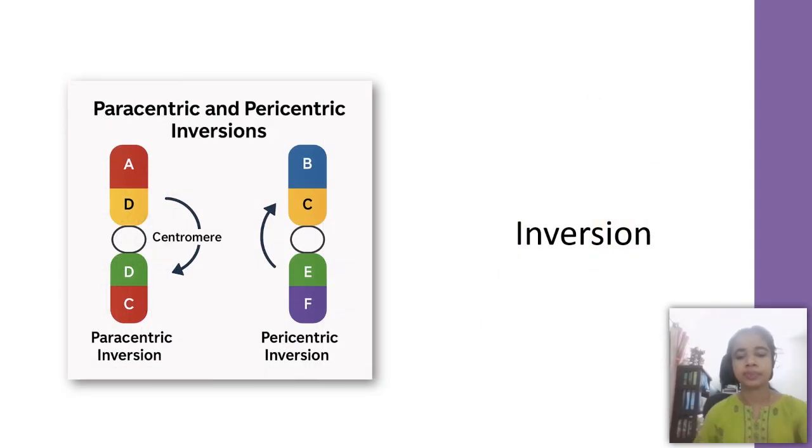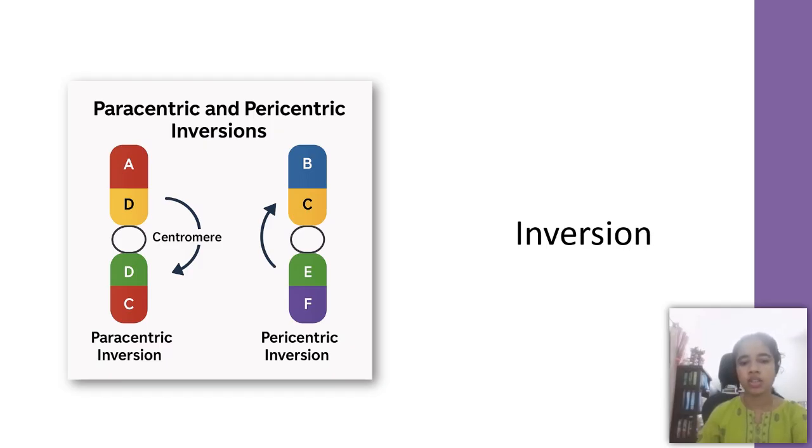Now moving on to the third type of structural aberration, which is inversion. So what is inversion? Inversion is when a chromosome breaks in two places and the piece in between flips upside down and reattaches. It's like taking a sentence from a story, turning it backwards and putting it back in the same spot, but in a different direction, a wrong position basically.